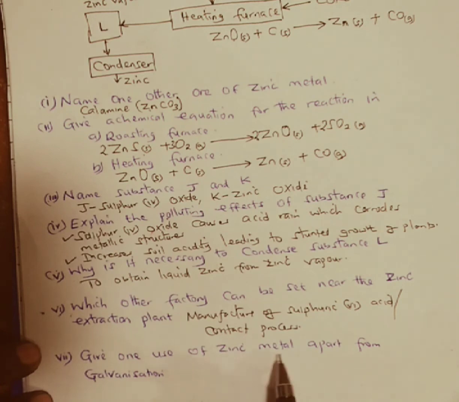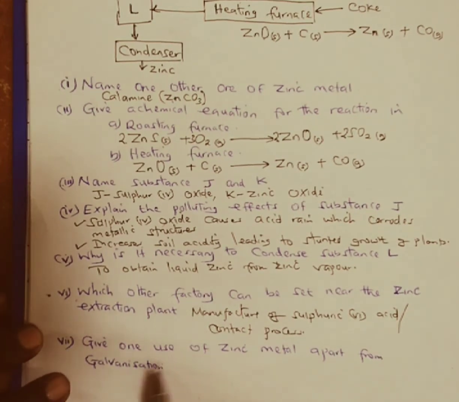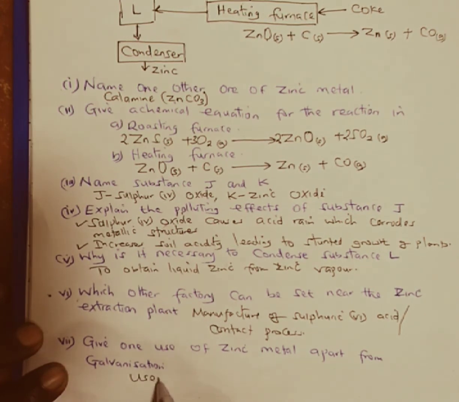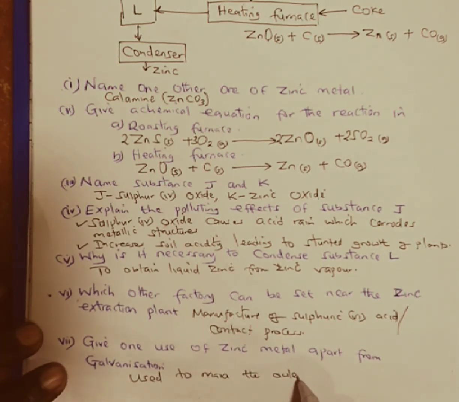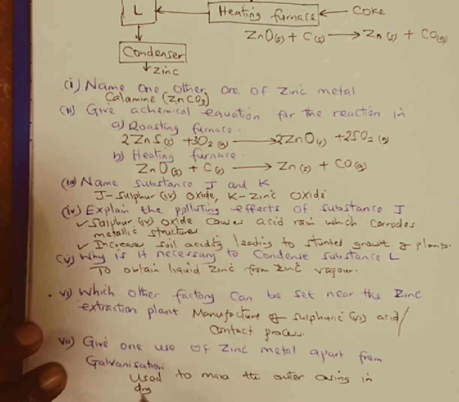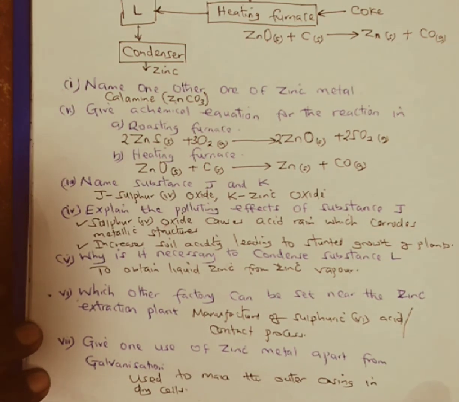The last question under this flowchart, give one use of zinc metal apart from galvanization. We already discussed galvanization as one of the methods used to control rusting in Form 1. So apart from galvanization, zinc metal can be used to make the outer casing in dry cells. That brings us to the end of our flowchart.